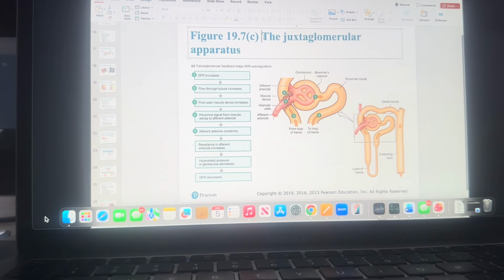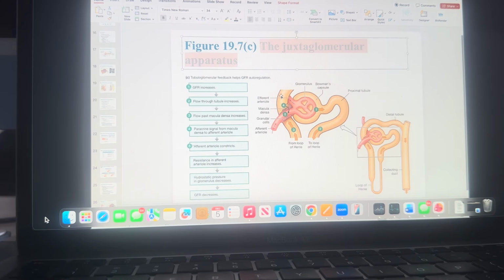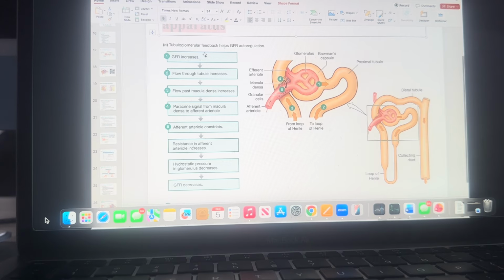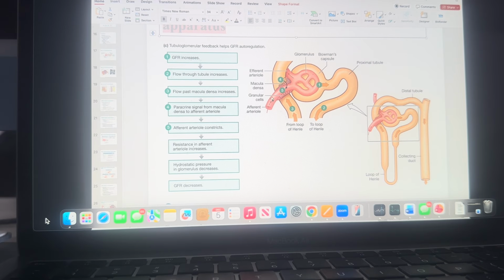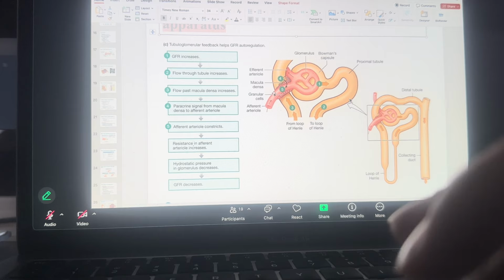And this is showing you the juxtaglomerular apparatus, where if GFR increases, that means you're having too much blood coming in too fast. The flow through the tubular structure here, the loop of Henle, increases. You're having too much blood flow, or plasma in that case. And so the macula densa cells can detect that filtrate flow, and they will release chemical signals that can then constrict the afferent arteriole. Okay.